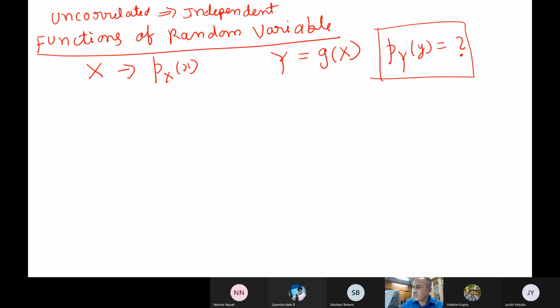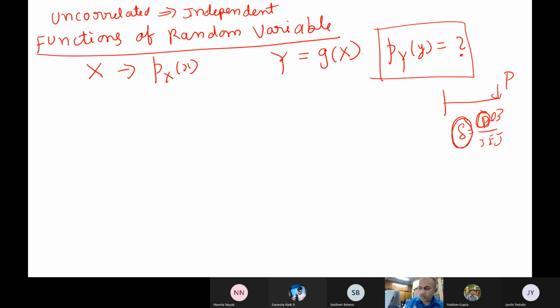As we already said, this is essential in reliability. For example, if I have a cantilever beam, I know the deflection is PL cubed by 3EI, or whatever you have. Now let us say the load is random and it has some probability density function. I want to find the density function of delta, which is a function of P itself. So how do we calculate this expression?